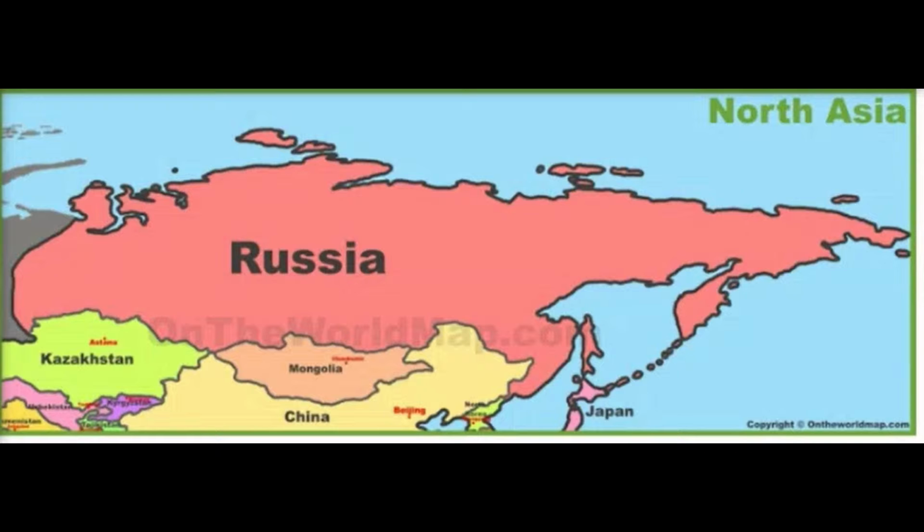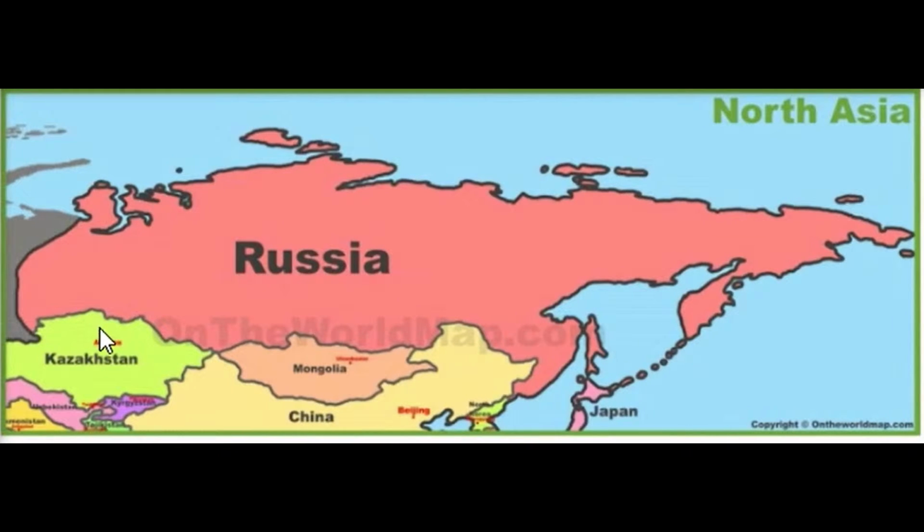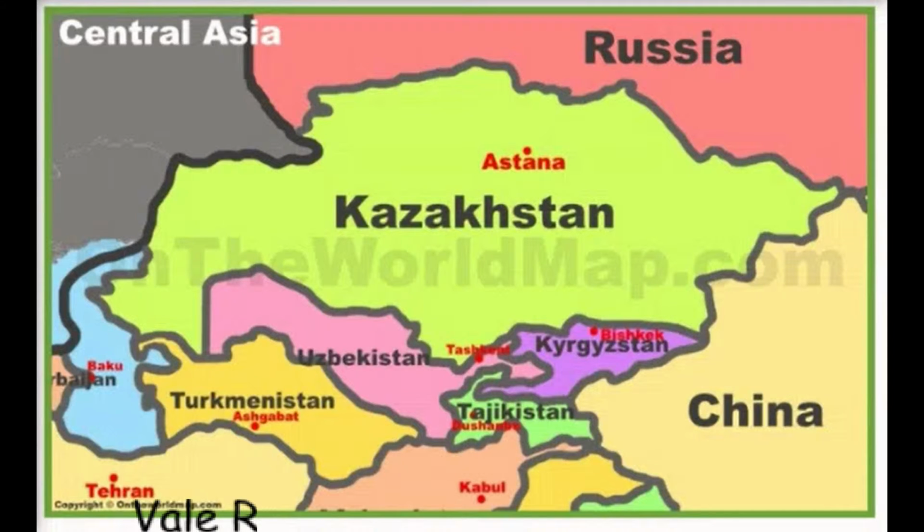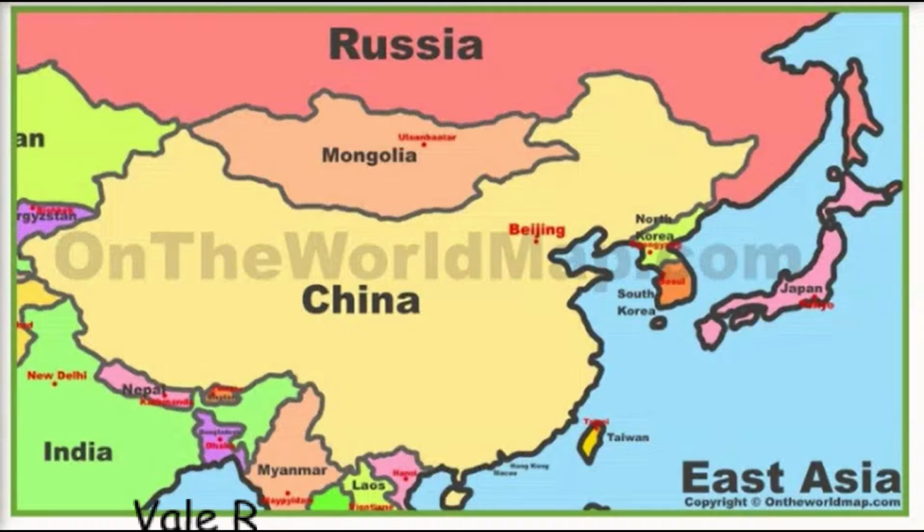Now I'm going to show you maps like this with some of the parts of Asia and their capitals. Here is North Asia. If you need it, you can stop the video to see the capitals. These are the capitals of West Asia and South Asia respectively. These are the Central Asia capitals. Don't forget to stop the video. These are the capitals of East Asia.